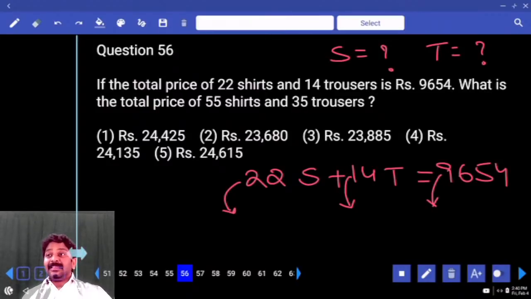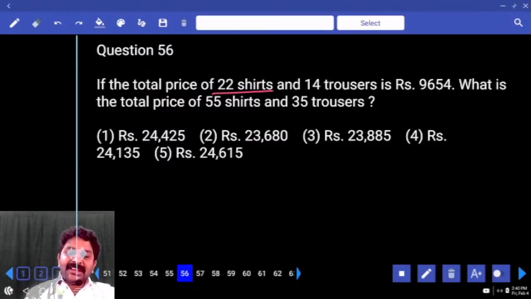That's what I'm saying. If the increase in the number of shirts and the number of trousers is in the same proportion, like both increase by 2 times, both increase by 3 times, the value becomes 3 times. If both increase by x times, the value also becomes x times. Are you getting? Right. So now let's observe the relation between shirts. Earlier we have 22 shirts and now we have 55. Using 22, you should try to get 55.